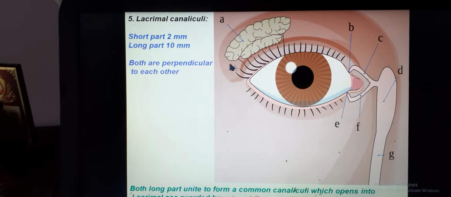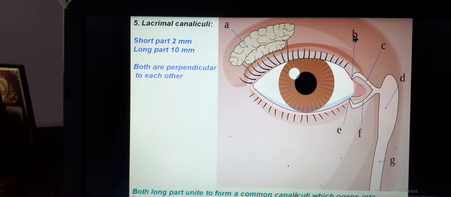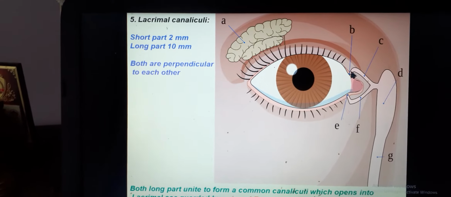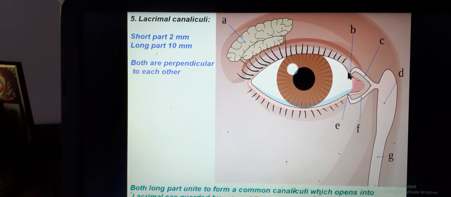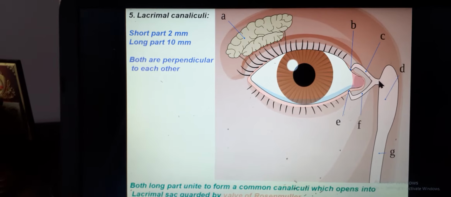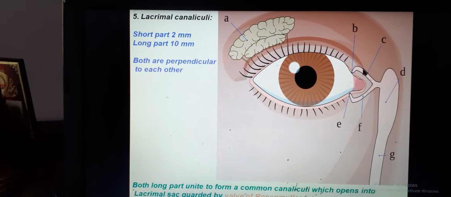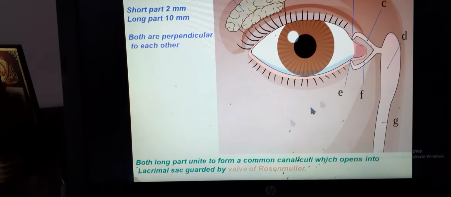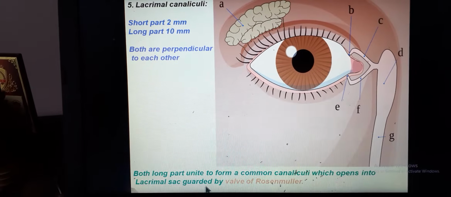The lacrimal canaliculus has a short part, this B component, and C is a long part. The short part is 2 mm and the long part is 10 mm, and both long parts unite to form a common canaliculus. The short part and long part are perpendicular to each other. The common canaliculus opens into the lacrimal sac.